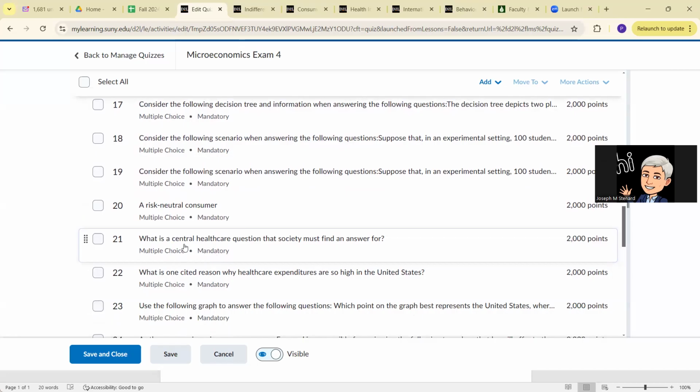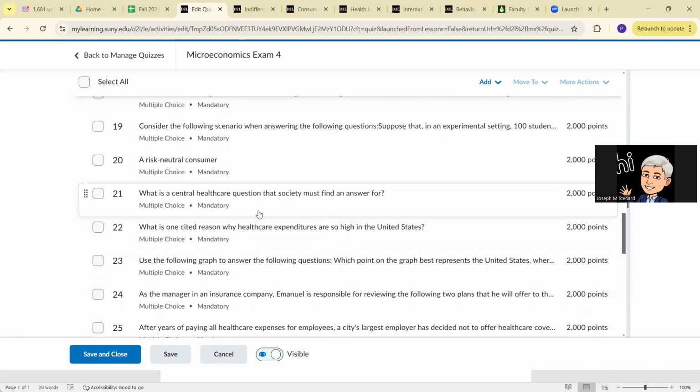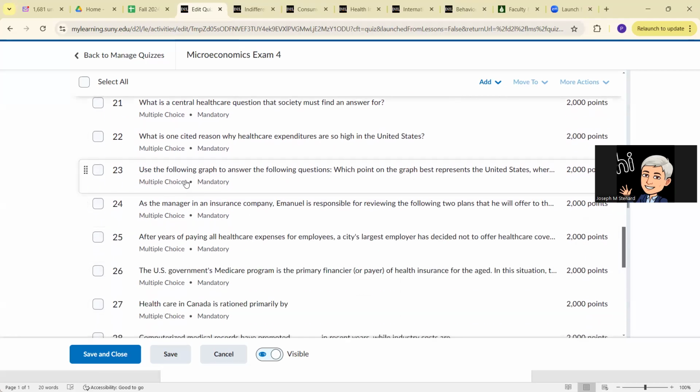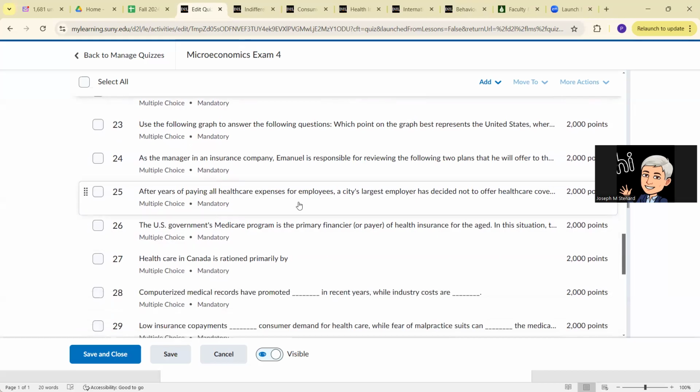All right. What is the central healthcare question that society must find an answer for? That you can answer that one. What is one-cited reason why healthcare expenditures are so high in the United States? We already answered that one. Use the following graph to answer the following. As the manager of an insurance company, Emmanuel is responsible for reviewing the following two plans. Okay. After years of paying all healthcare expenses for employees, the large city's largest employers decided not to offer healthcare.